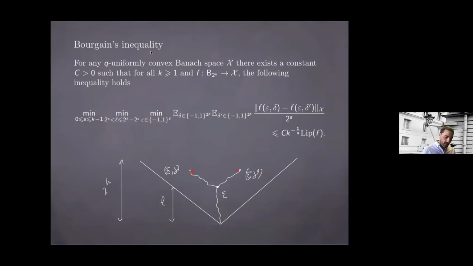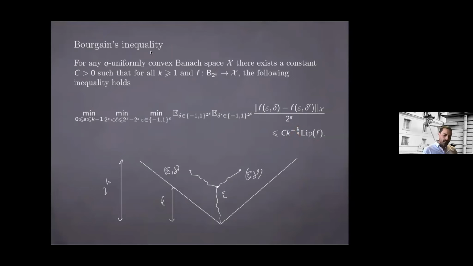And so you have this fork in your tree, and you average over all possible choices of delta, where you take points that are 2^S levels above the vertex epsilon. So this quantity tells you that there is a scale, there is a level, there is a vector, such that on average, when you take the average of the distance between the images of the tip of the fork, properly rescaled, this is less than C times K to the negative 1 over Q times the Lipschitz constant of F. Here, the trivial inequality is that you get this inequality with C equals 2 and nothing here.